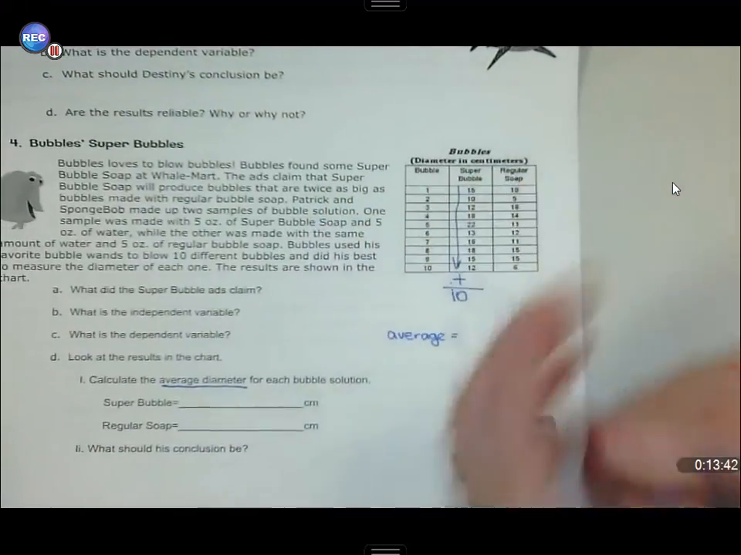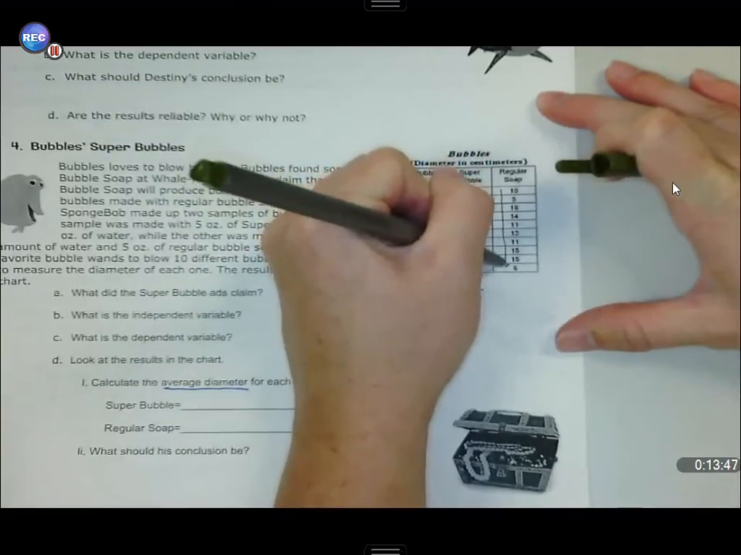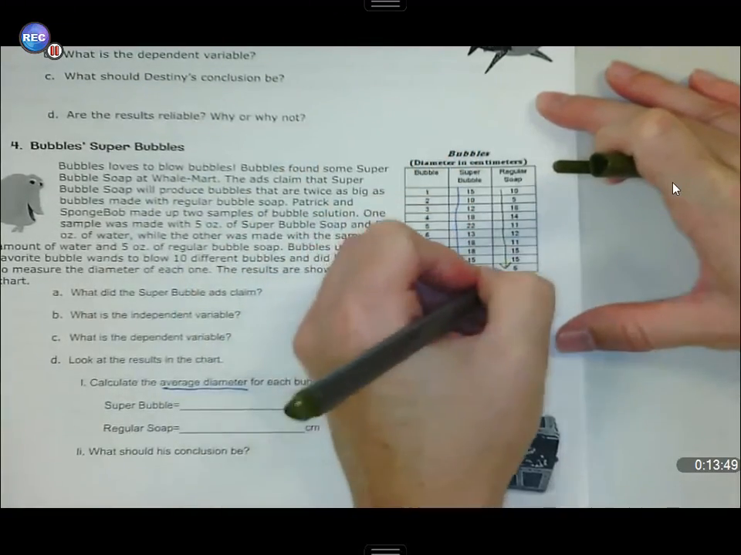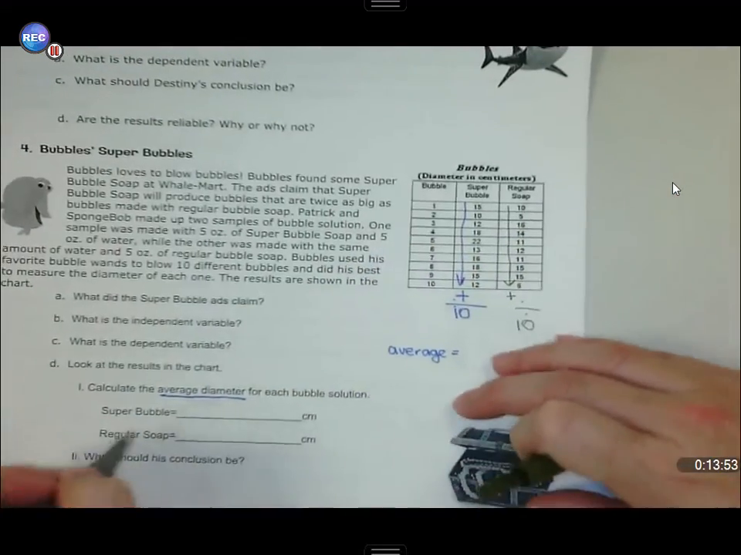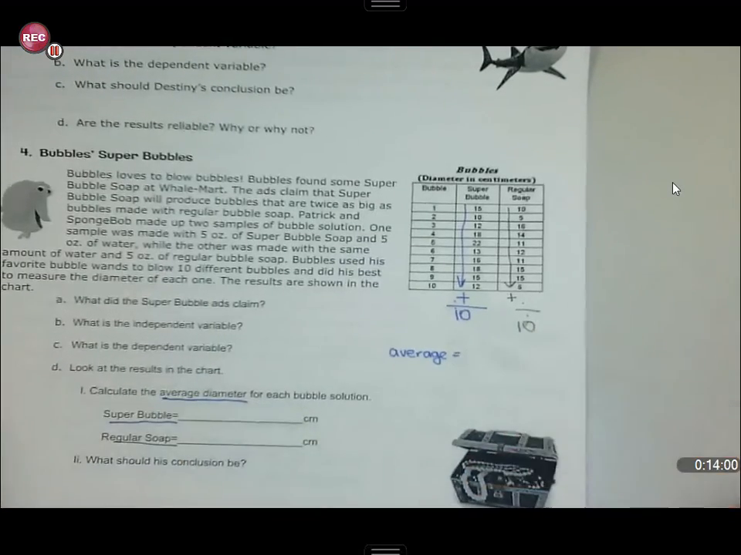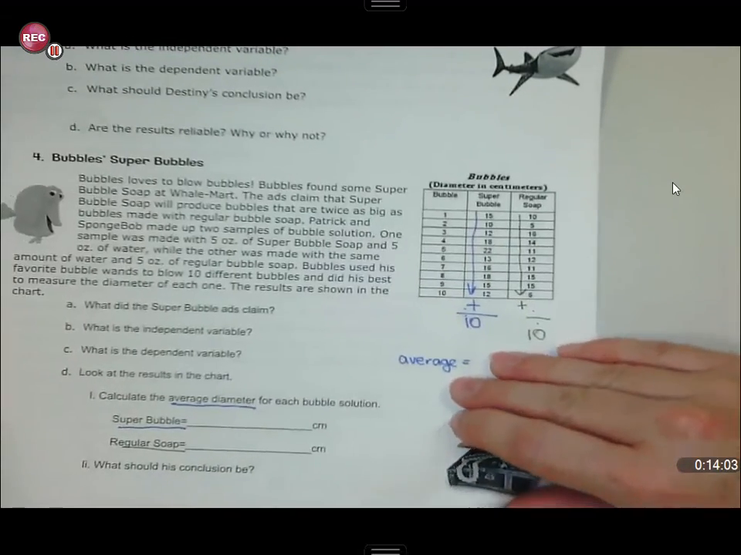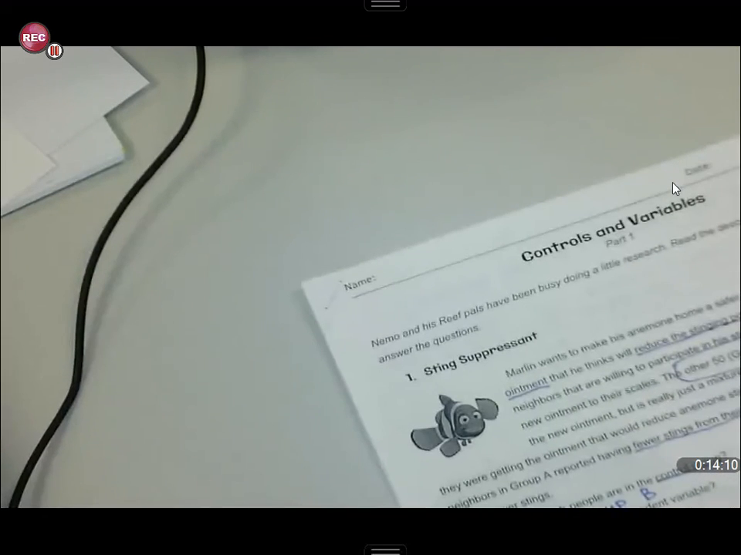And then we have these guys here. So you're going to add them up, and then you're going to divide by 10, and that will give you the average for the regular soap. That is the hardest part on there. Now I want you to go ahead and get these 3 done, and that's going to be the ones that I grade. So if you need help, I will be having some tutorials tomorrow.